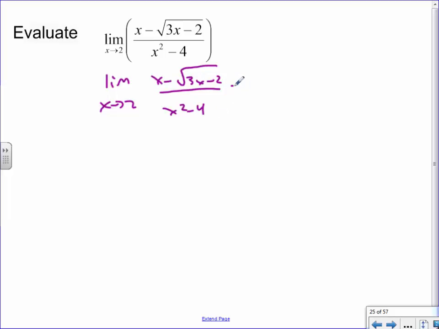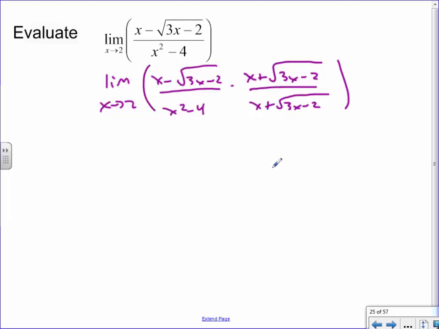I'm going to play a trick here. I'm going to multiply by the conjugate. I'm going to multiply by x plus this stuff here. So there. I haven't actually changed the equation because I'm just multiplying by the same thing on top of each other. Now, I have to be diligent. I have to write down the limit as x approaches 2 the whole time.